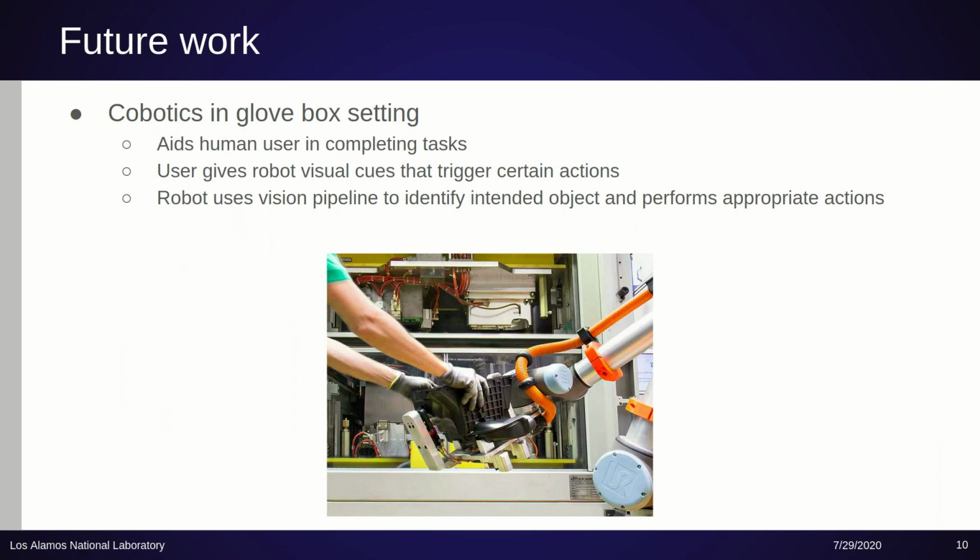Another area that would greatly benefit from the vision pipeline is cobotics, or collaborative robotics. Cobotics, in a glovebox setting where the robot is working alongside and assisting a human user, would require an additional visual interface for communicating with the robot. The user's movement can be limited in a glovebox, so possible interfaces could include recognizing basic hand signals or easy-to-move markers or tags. The markers could be used to tell the robot what to manipulate and where to move objects.